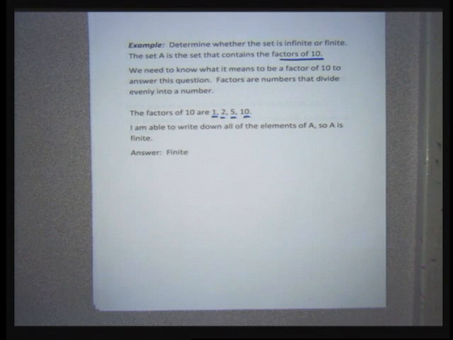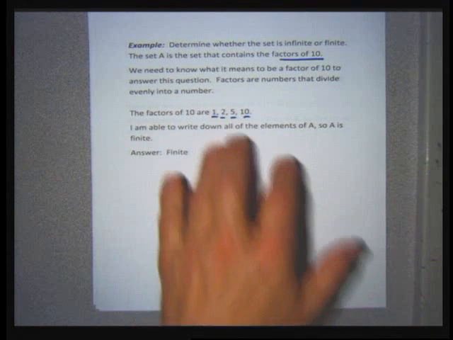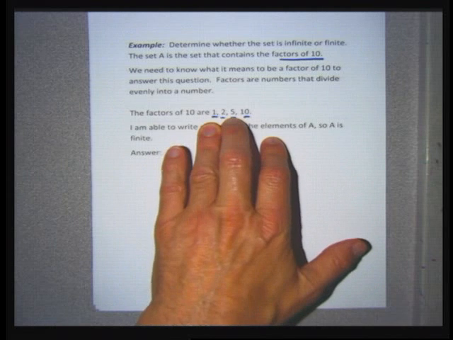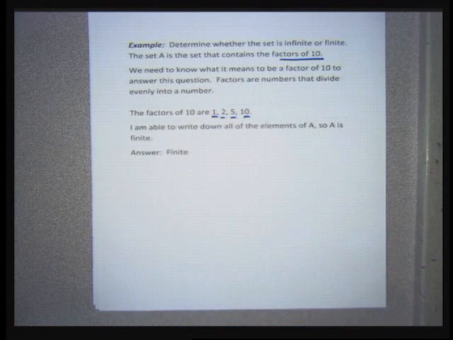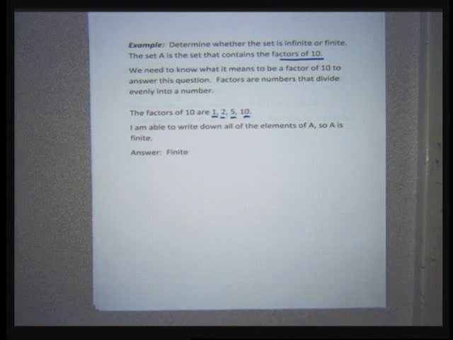Maybe you might also consider negative integers, but if I'm only considering the numbers 1, 2, 5, and 10, and if I allow them to be negative, I still only have 8 factors of 10. So it's possible to list all the elements of set A because there's only 4 positive factors of 10, 4 negative if you want to include the negative. So there's 8 factors total if you count positive and negative, 4 if you only count the positive. So this is a finite set. It was certainly possible to list all the elements of the set.